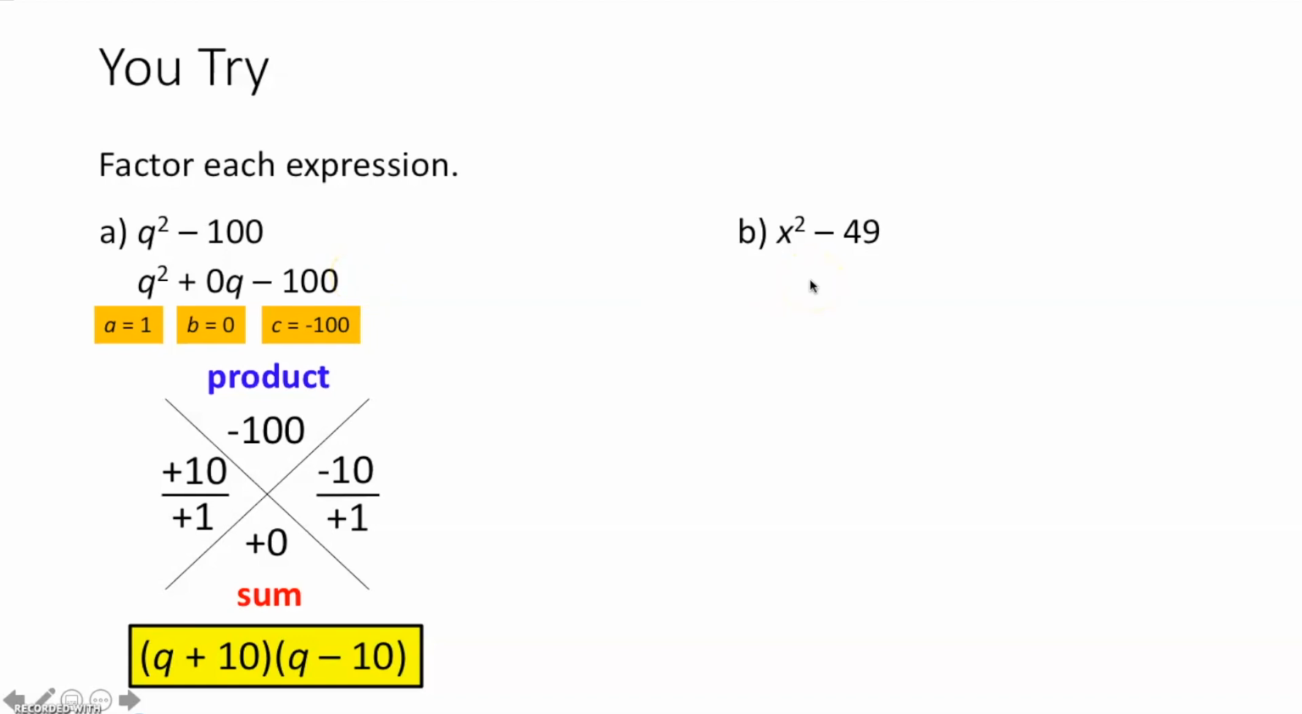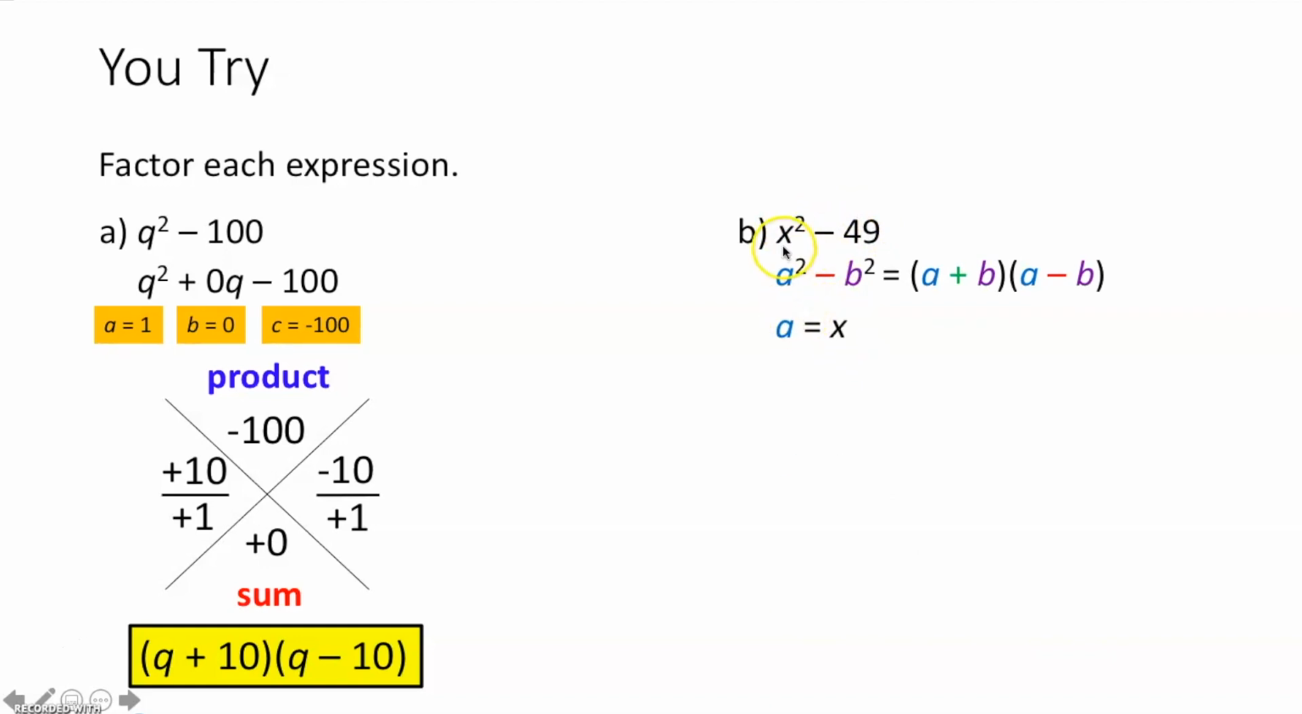Here, first thing we always do when we're factoring, we see if there's a GCF. Is there a greatest common factor we can take out from both of these terms? No. So we move on to the next step. Do we have a difference of squares? Yes. This is a perfect square. This is a perfect square. There's a minus in the middle. Sweet. So we use our shortcut.